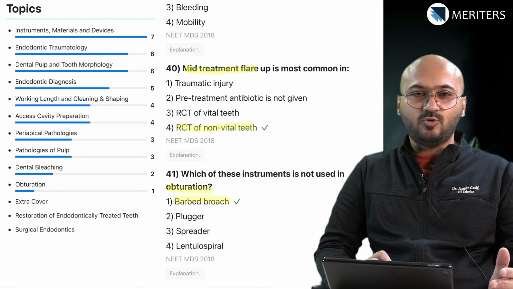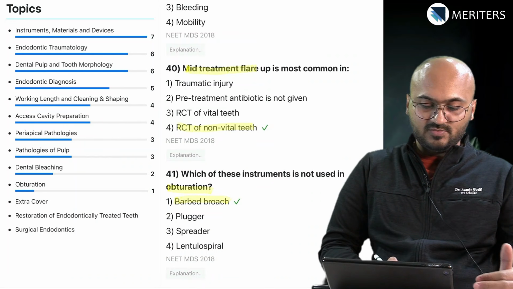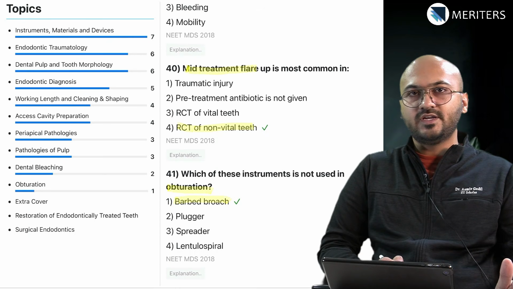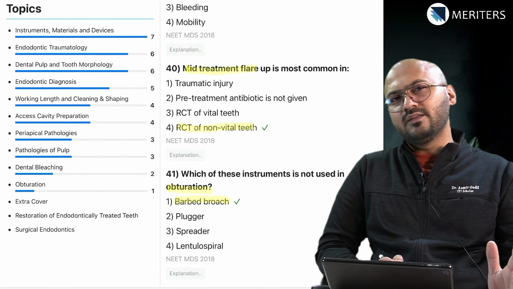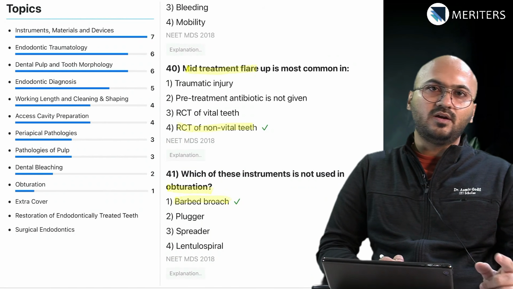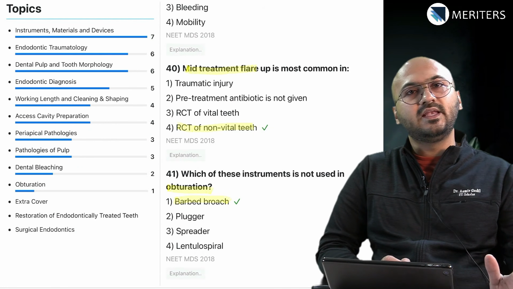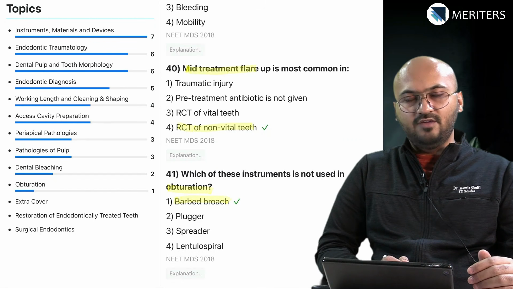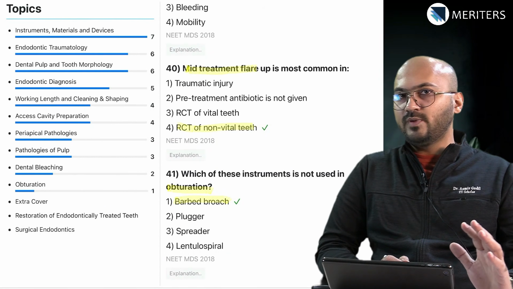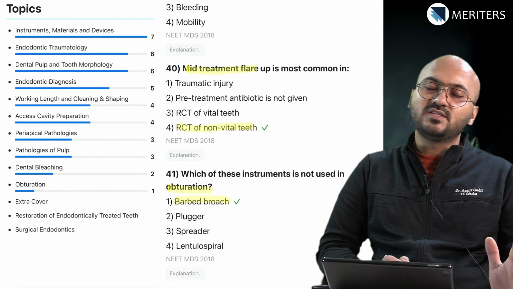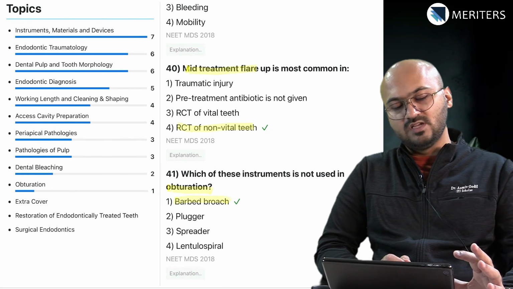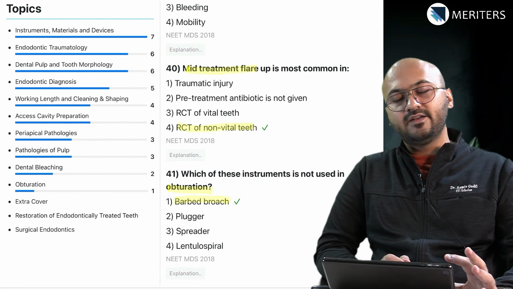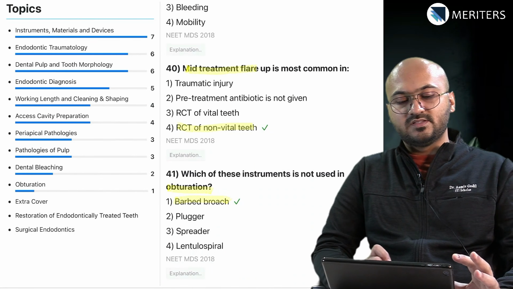And there have been lesser questions, or rather no questions, from surgical endodontics and post-end core over the last few years. So it is relatively not as important, but that doesn't mean that you are going to completely neglect those topics. If you have the opportunity to practice, definitely go for it, because you can always expect surprises in your exam. But definitely focus on what's showing as a highlighted area in these topics.